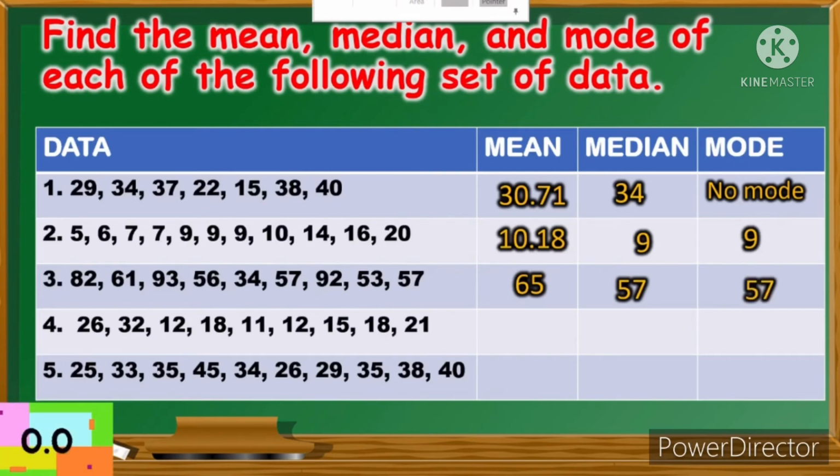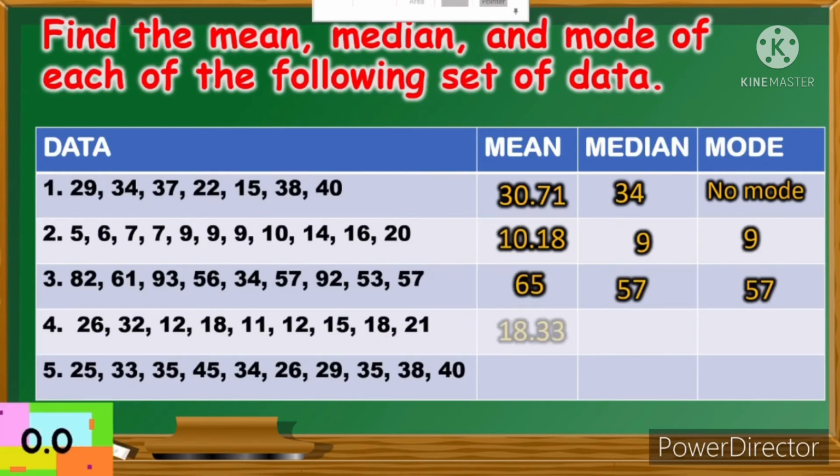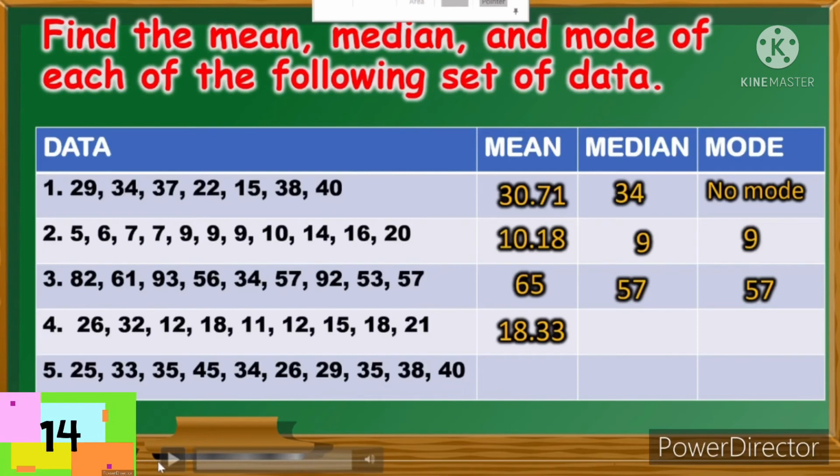Number 4, we have 26, 32, 12, 18, 11, 12, 15, 18, and 21. You have 15 seconds to find its mean. Your time starts now. The answer is 18.33. Next is the median. Your time starts now.